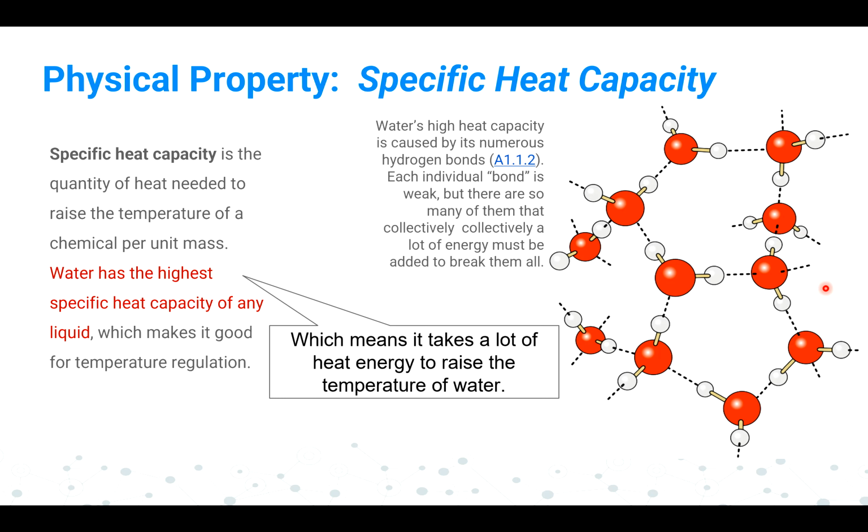Even if you are heating water to 60 or 70 degrees Celsius, it is not going to boil, because water holds up to 100 degrees Celsius. So imagine the holding capacity. Water has a high heat capacity caused by many hydrogen bonds. Each bond is weak, but there are so many of them that collectively they make a big impact, right?